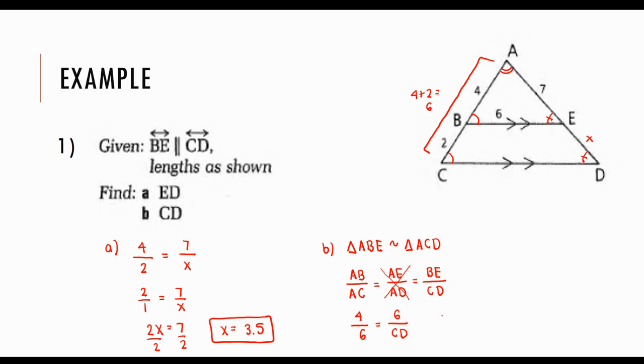So if you want, we could reduce down. 4 over 6 reduces to 2/3. Then we can cross multiply. So 2 times CD is going to equal 3 times 6, which is 18. And then I'll divide both sides by 2, and I'll get CD to be a length of 9. And there's my answer.